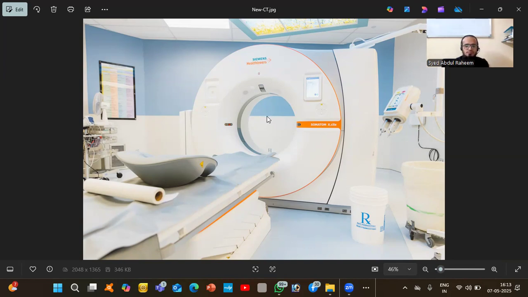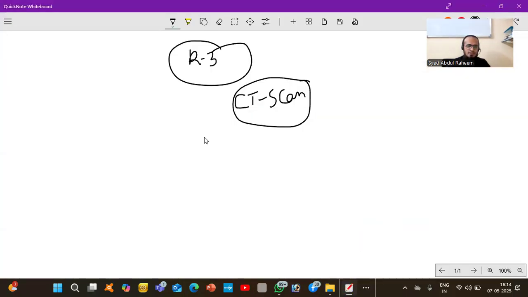The X-rays will fall on this particular part of the body, and the detector will detect that and save those images. So basically, why do we call it CT scan? Why is the name given?